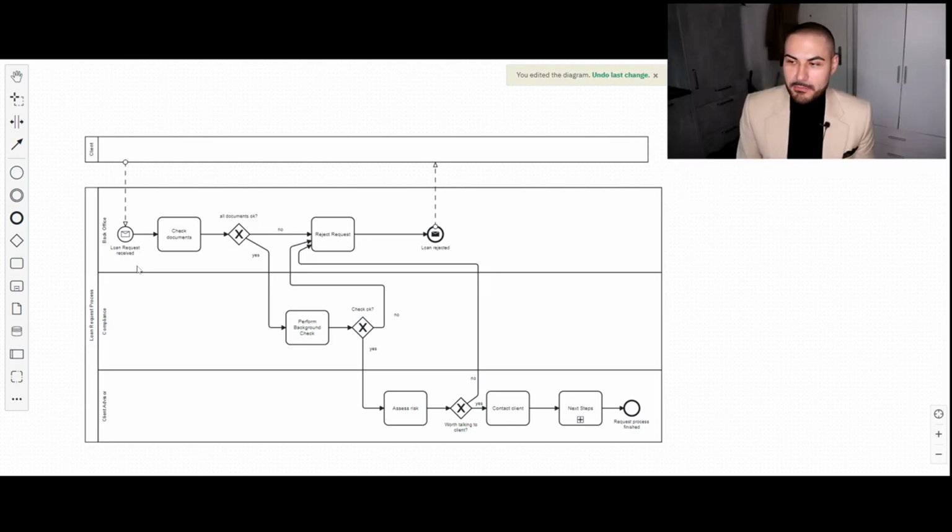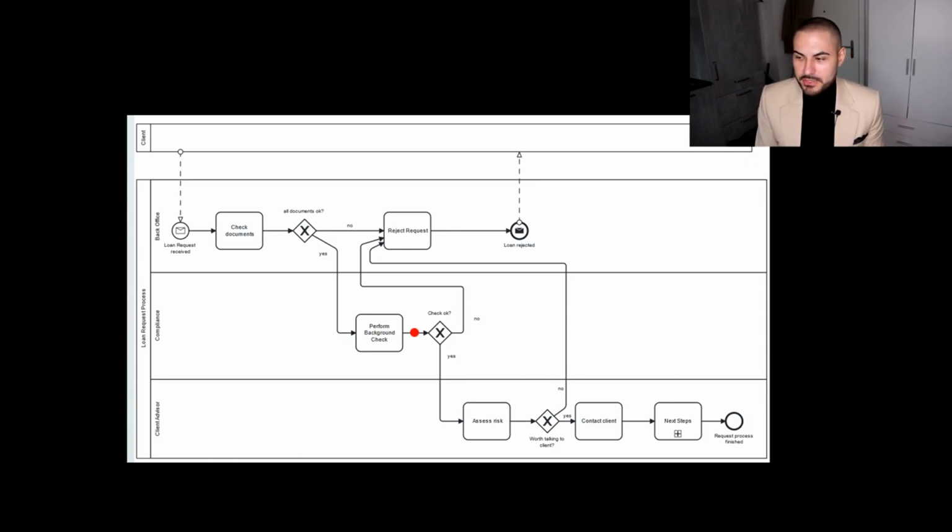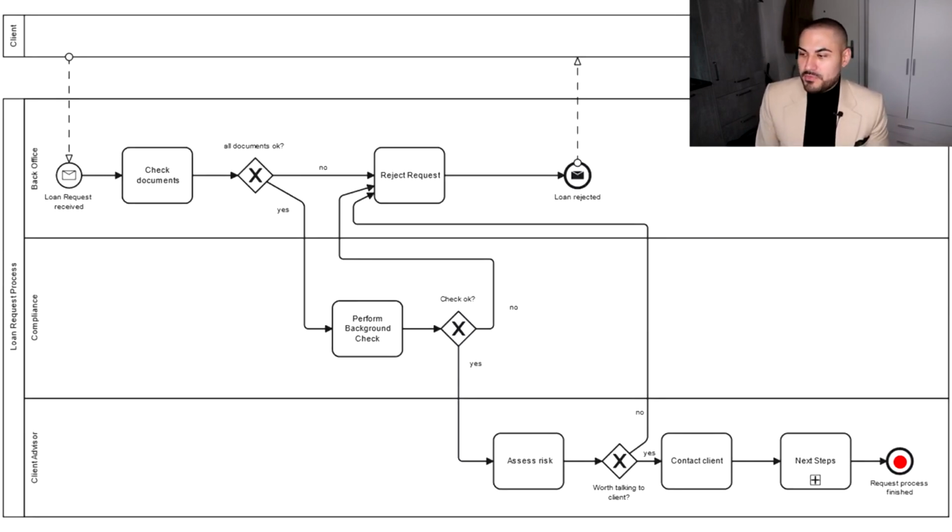Let's say the back office employee has to check the documents and asks him or herself, are all documents okay? If that is the case, then the loan request goes to the compliance officer. Here, the compliance officer checks the background of the loan requester. After this, the client advisor comes into play and assesses the risk of the person requesting the loan. And if the client advisor thinks it's worth talking to the client in more detail, then the advisor contacts the client, setting up a meeting or so, and that's it.